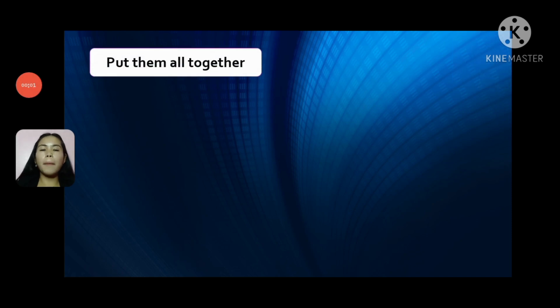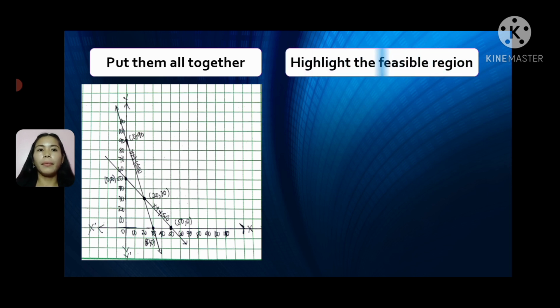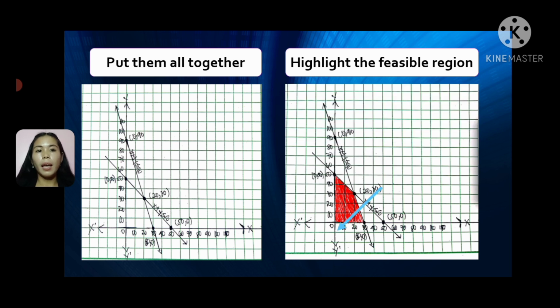For the next step, we must put them all together on the graph, and this would look like this. As we can see, there is an intersection at the point 20, 30. Next step, highlight the feasible region. This would be the feasible region, the red shaded part.